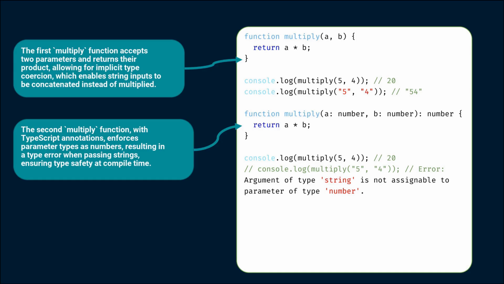Now let's see how we can implement the same function in TypeScript. In this version, we explicitly define the types of the parameters as number and specify that the function returns a number. This strong typing ensures that if we attempt to pass strings instead of numbers, TypeScript raises a compile time error. This way, developers can catch potential bugs early in the development process, greatly enhancing the reliability and robustness of the code. Through this example, it's clear how TypeScript's type system provides a safeguard against common runtime errors found in JavaScript.